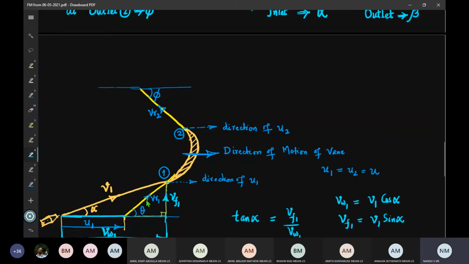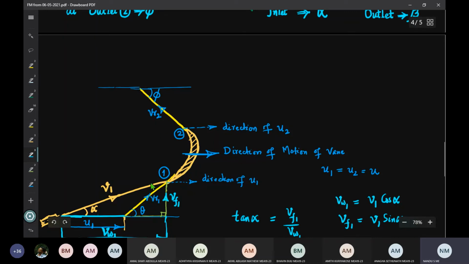But in actual practice, because of friction, VR1 and VR2 will be different. If you consider surface friction, then VR2 will be less than VR1. Ideally, for an impulse turbine type of machine, like the Pelton turbine, VR1 will be equal to VR2, if the assumption is that the surface of the plate is perfectly smooth and frictionless. Otherwise, in the practical context, VR2 will be less than VR1 for impulse type of machines.